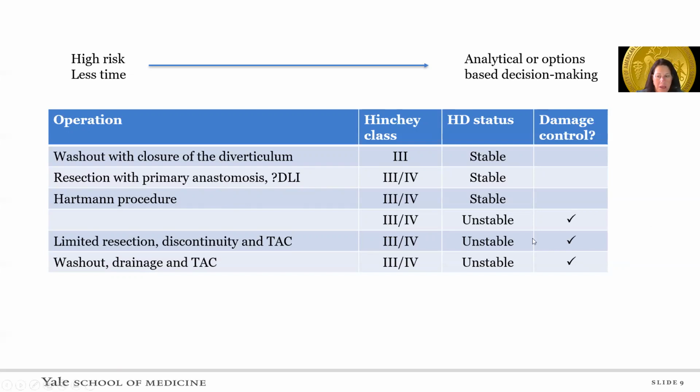It is the population that is hemodynamically unstable that falls into the damage control mode. And these patients can be considered for a Hartmann procedure, a limited resection with discontinuity and temporary abdominal closure with a second go-round in the operating room with either a Hartmann or a primary anastomosis, or just washout drainage and a temporary abdominal closure with definitive surgery at a later time, depending on the patient's hemodynamic status.